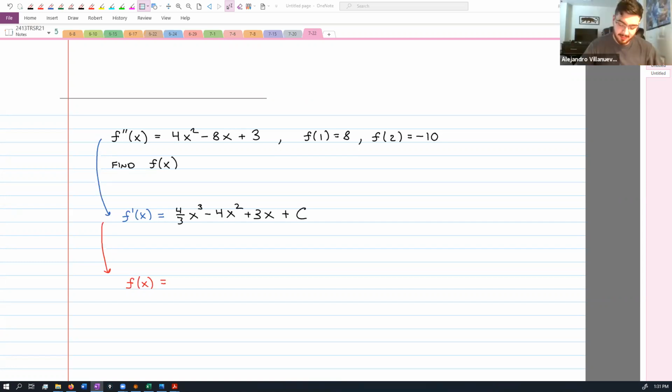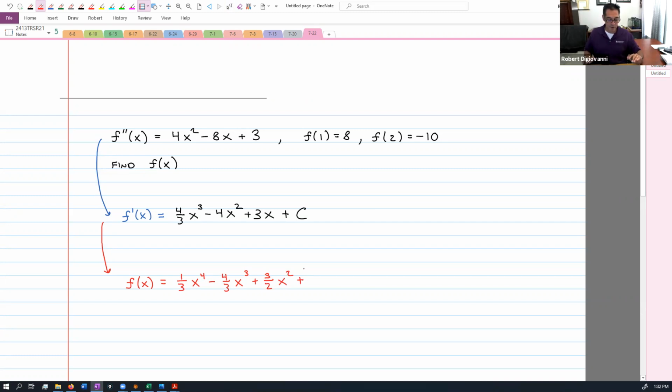Go ahead. 1/3 x to the 4th minus 4/3 x cubed plus 3/2 x squared plus c? Okay, I agree with you. Everything you've done up to that point is good. Now, Alejandro, C is a constant, right? So say it's the number 5. What would the antiderivative of 5 be? 5x. So what would the antiderivative of C be? cx. Okay, good.